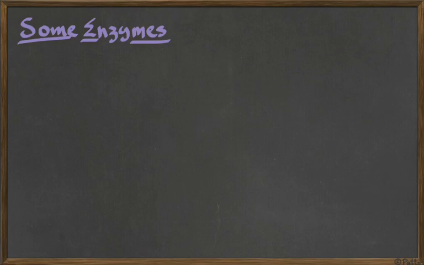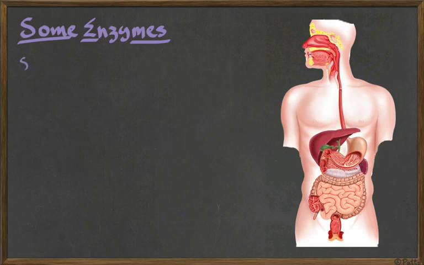We need to know some enzymes in the digestive system. I'm going to be showing you many here. For the IB diploma exams, you need to know a carbohydrase, a protease, and a lipase. So I'm going to show you some stuff here, and I'm going to show you where they are.